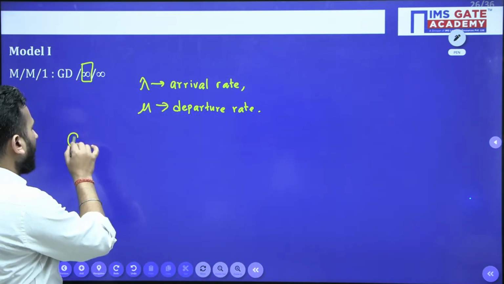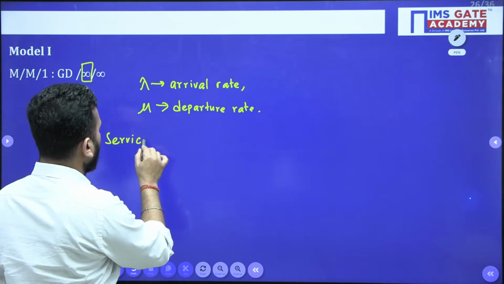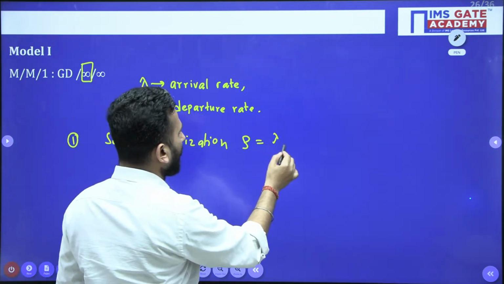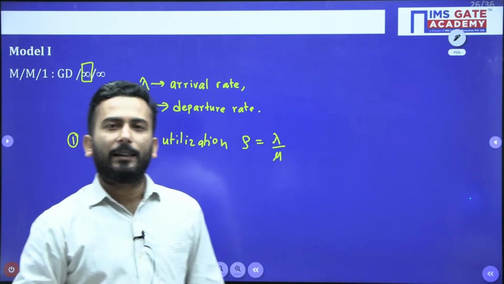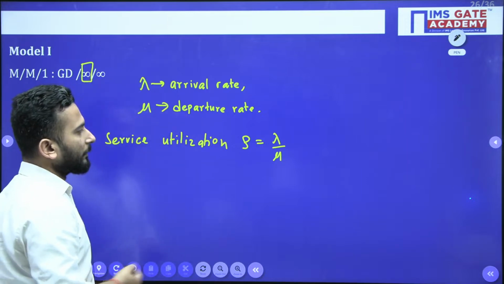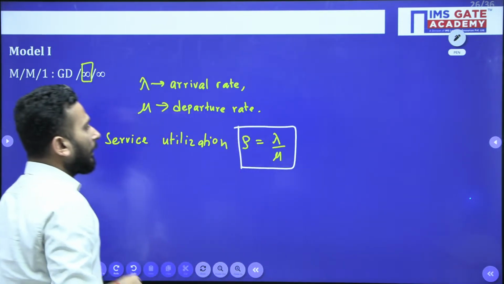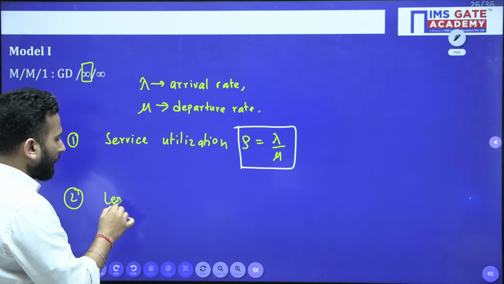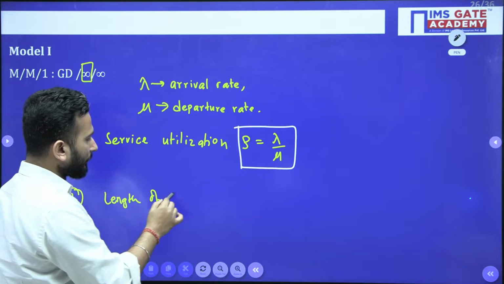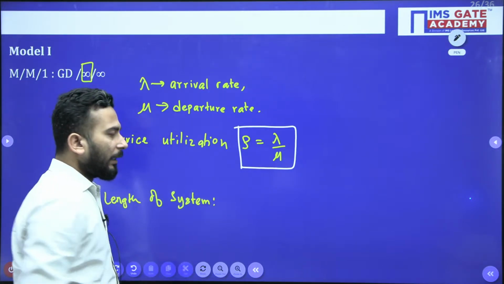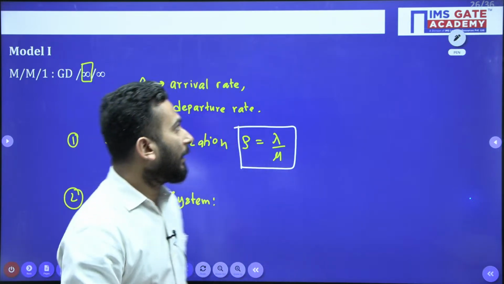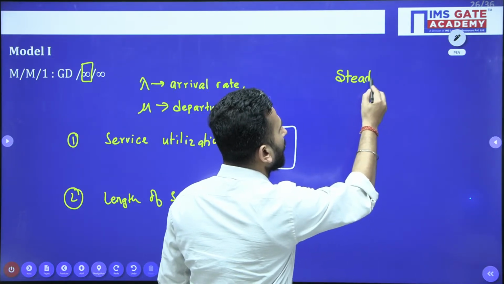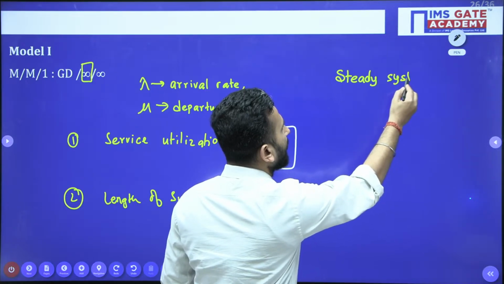The first performance parameter is service utilization, or utilization factor, which many call rho, and that is nothing but lambda by mu. Obviously lambda is less than mu; for a stable system, lambda should be less than mu. The second thing is the length of the system. But before finding the length of the system, let me tell you one thing: all this analysis is done for a steady system, or steady state.